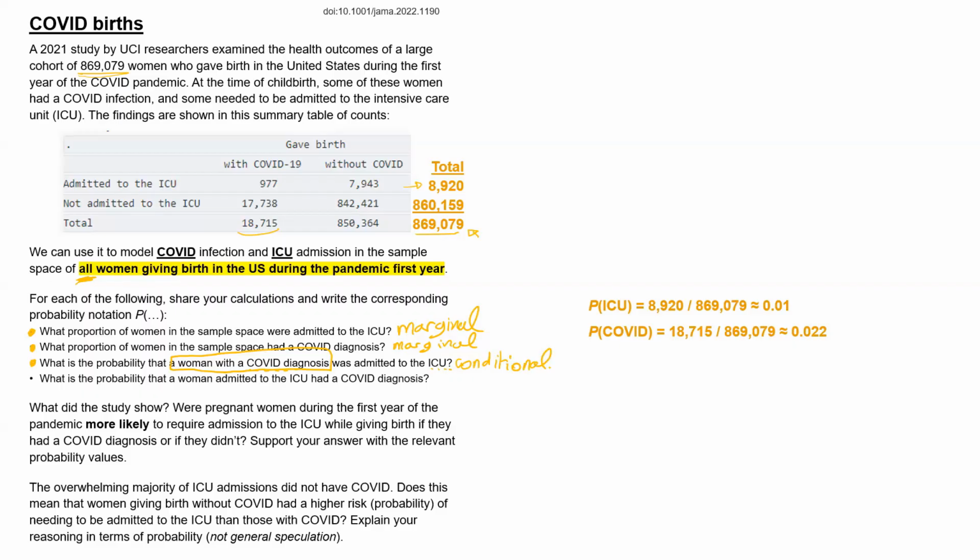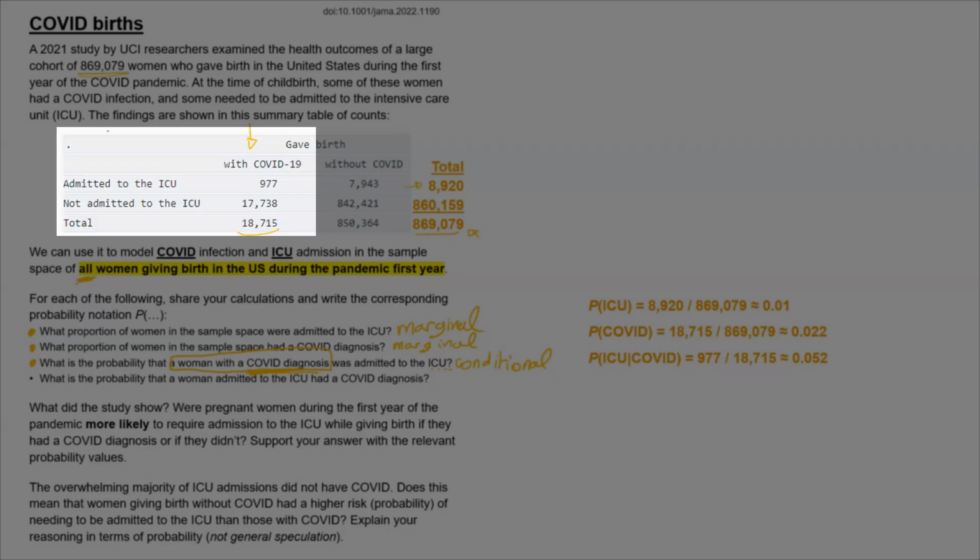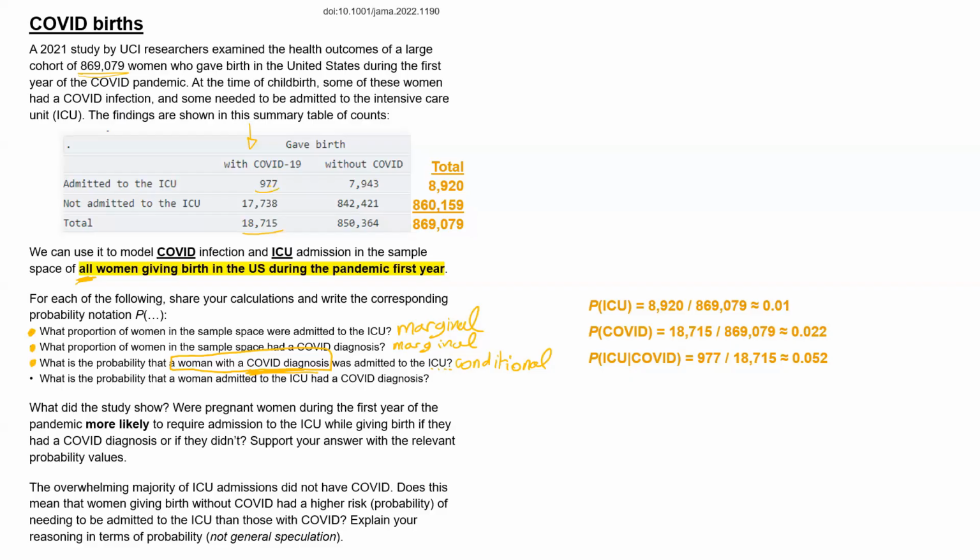So that's our condition. And in terms of calculation, that means that we're only going to be looking at the data from the column that says gave birth with COVID-19. And what we want to know is what is the probability that she was admitted to the ICU. So within the column with COVID-19, out of the total 18,715, how many were admitted to the ICU? 977. And so 977 out of 18,715, that's 0.052, so 5.2%.